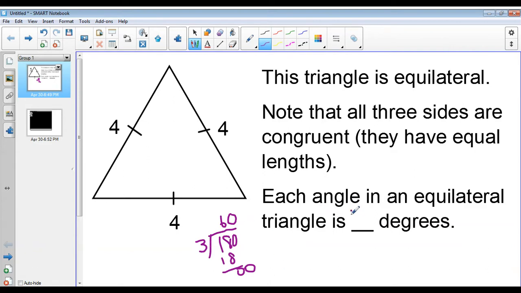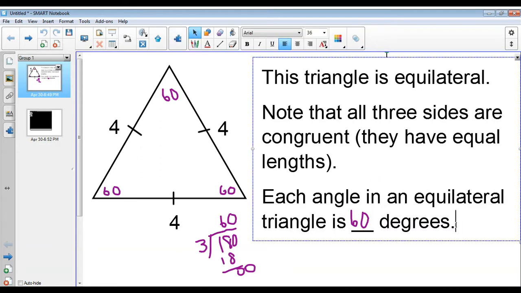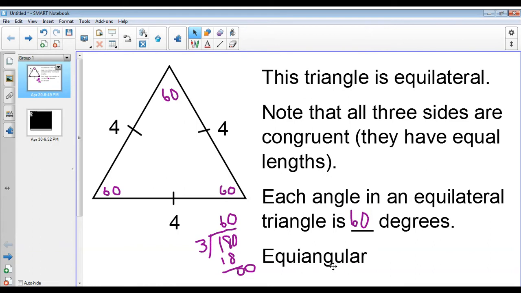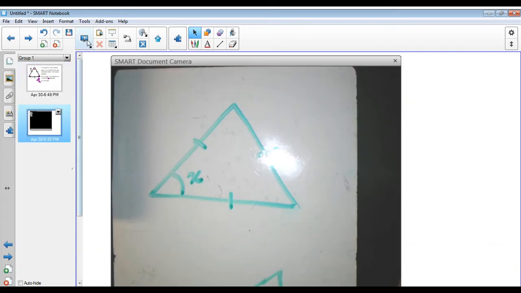So in an equilateral triangle, every angle measures 60 degrees. So this angle is 60 degrees. This angle is 60 degrees. And this one up here is also 60 degrees. Some mathematicians may also say that an equilateral triangle is also equiangular, meaning that all of the angles are also equal in an equilateral triangle. So to put this into practice, let's take a look at a couple example problems.